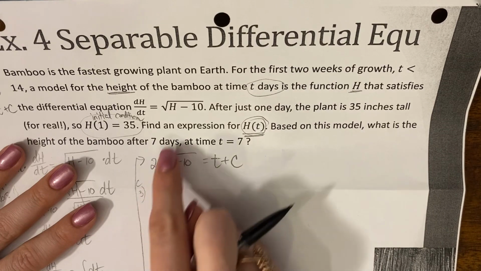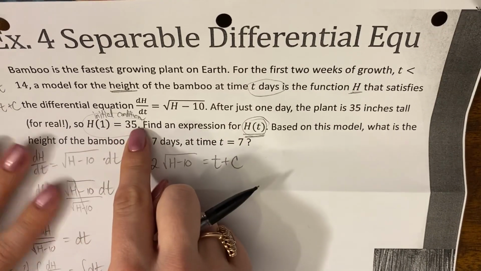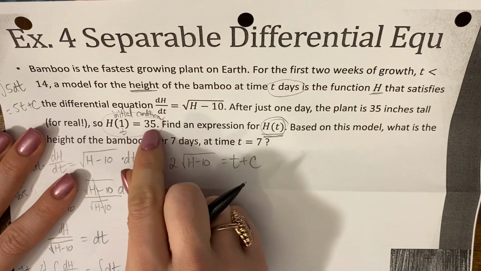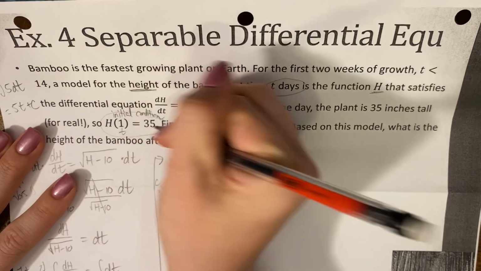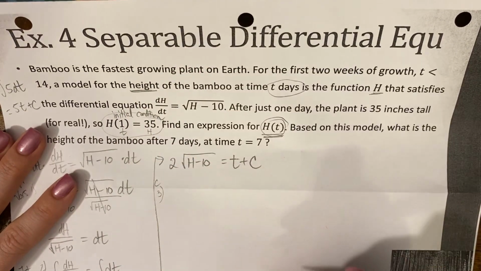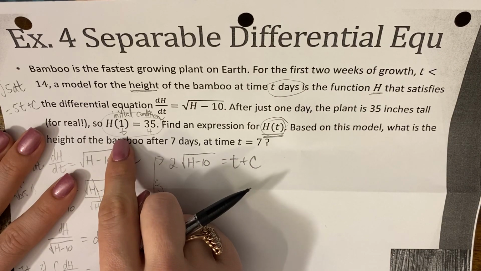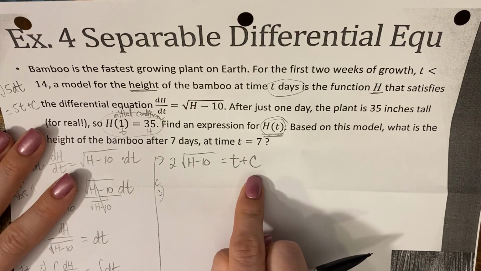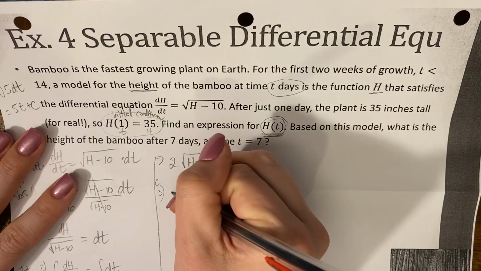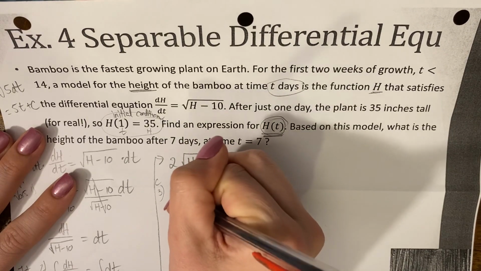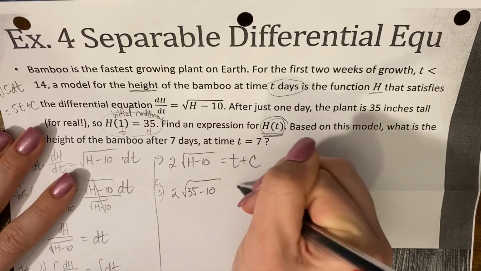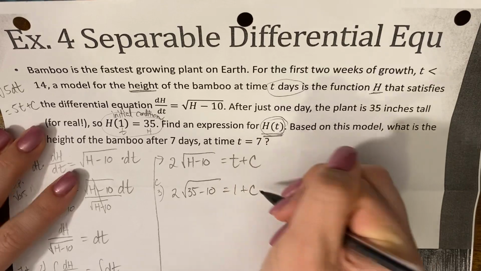In order to do that, I sub in my initial condition. So this is my independent variable here, which in this problem is t. It's my dependent or output variable. This is going to be h. So I'm going to sub in 1 for t, 35 for h, and solve for the plus c. So let's do that. 2 root 35 minus 10 equals 1 plus c.